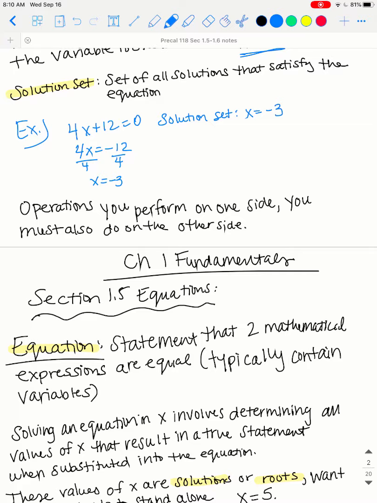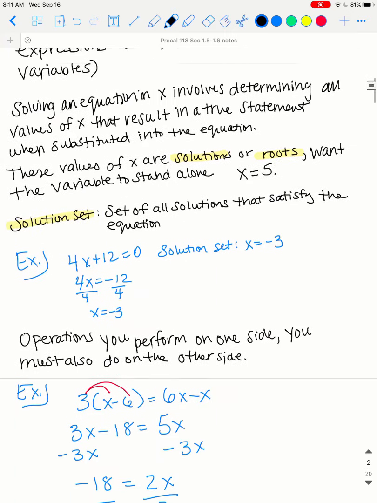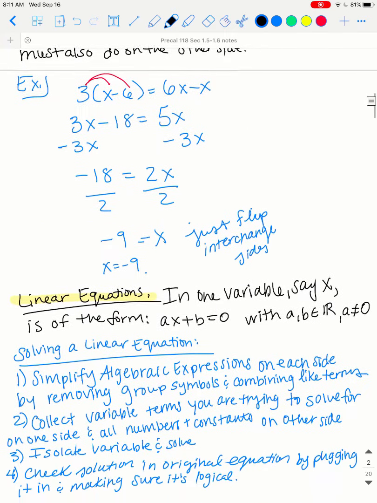Something to remember here is that operations that you perform on one side, you must also perform on the other side of the equal sign. I'll go ahead and add that.